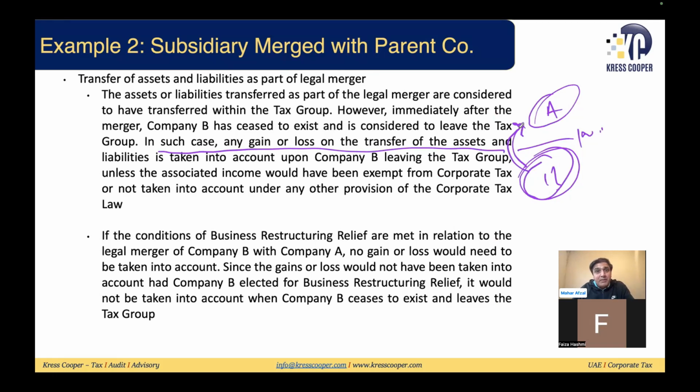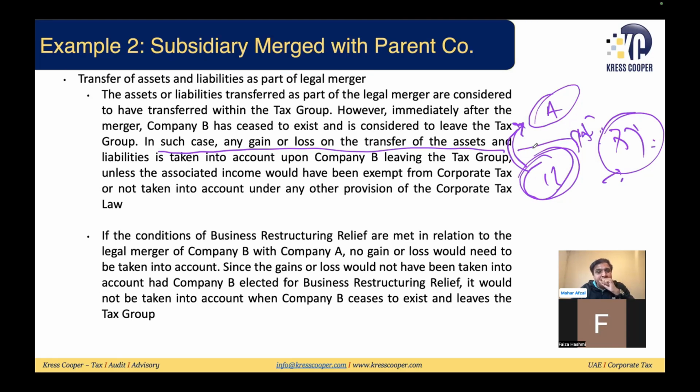Any other provision might be the possibility that after the transfer they are part of a qualifying group. For a qualifying group, there is a minimum 75% holding. So if they are at 75% strictly, there is a possibility it can be exempt as well. So the law is saying if one company is transferring its entire business to another company and it ceases to exist, then the entire gain will be booked unless this gain is exempt under any other provision of the law.